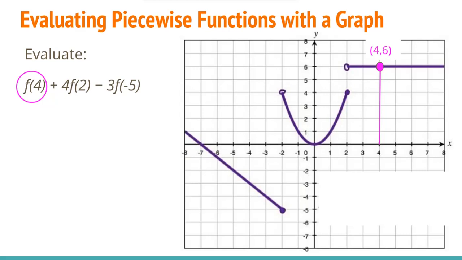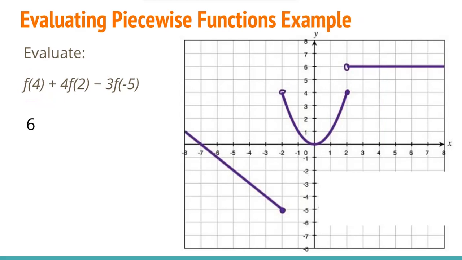Now that point is the output. The input is a 4, the x, and the output is 6. So in this case, what I've found out is that f of 4 is 6. Okay, that takes care of the first one. Now I want you to do the second one.